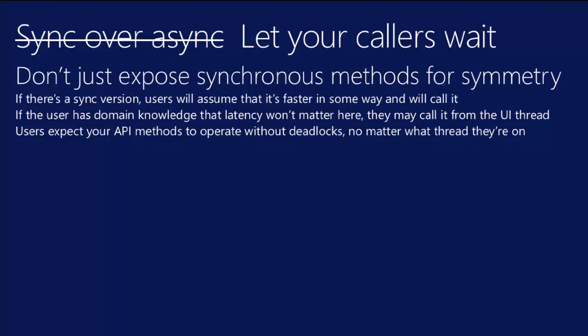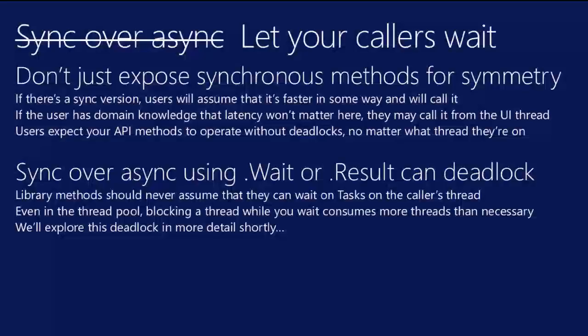So users are really going to have that expectation that you don't have deadlocks. They're going to consider deadlocks a bug, even if you're telling them that they shouldn't be calling this on UI threads. They're going to do it, and they're going to complain to you. And so the key is just really respect the thread that you're on. Don't be calling wait. Don't call result on the thread that you're called on. Don't assume that you're called on a thread pool thread, right? And even in the thread pool, if you're going to block, you'd really rather be awaiting on the thread pool.